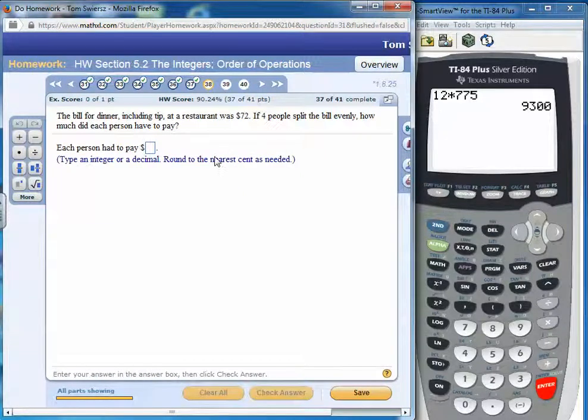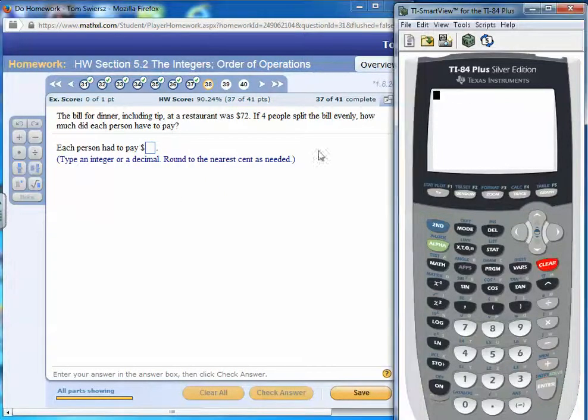Number 38: the bill for dinner, including tip, at a restaurant was $72. If 4 people split the bill evenly, how much did each person have to pay? So again, we're going to go ahead and divide, right? Because we're equal parts. Each person's going to pay equally. So we're going to just go ahead and divide the total by the number of people.